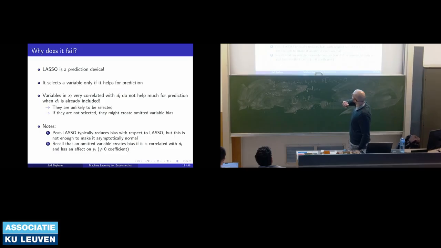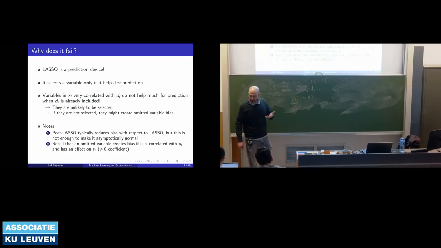So Lasso is a prediction device. So it's going to select some variables in X. But it's going to select these variables in X just on the basis that these variables have a prediction effect on Y. So in a sense, it's going to look for variables which have this beta 2 non-zero, which have a predictive effect on y, but not for variables which have this.